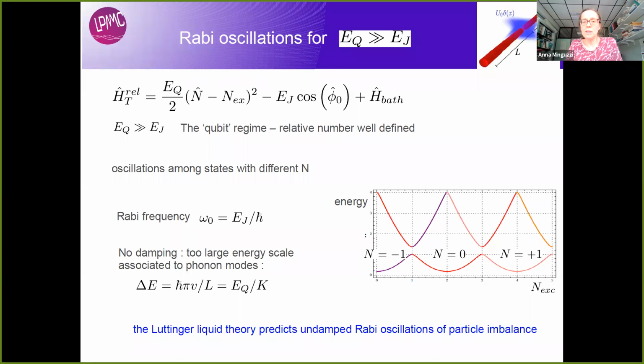So then the most useful picture to represent the system is in terms of parabolas, quite similar to the one Lars used in his talk just before. And so each parabola, each branch, is associated to a given value of the relative number. So in fact, when we have the dynamics in this regime, it's very close to the Rabi oscillation regime of a quantum system. And the oscillation frequency is just fixed by the Rabi frequency. Within our model, we have no damping in this regime because the energy scale associated to the phonon modes is too large. So the Luttinger liquid theory predicts undamped Rabi oscillations of the particle imbalance in this quantum regime.